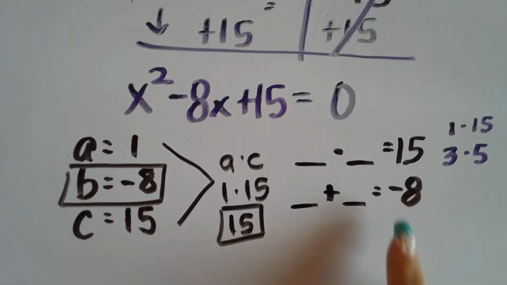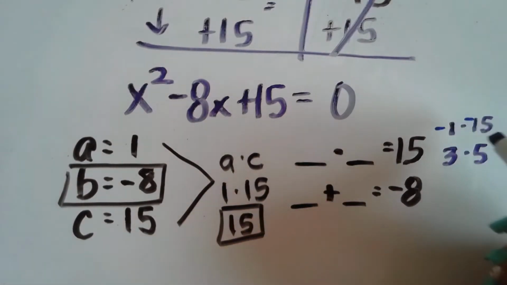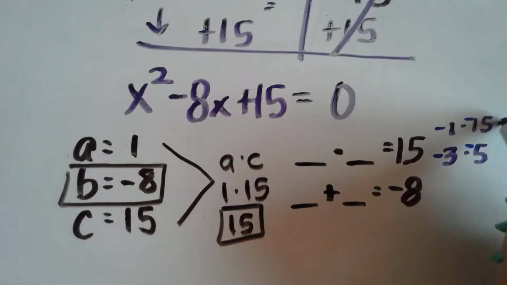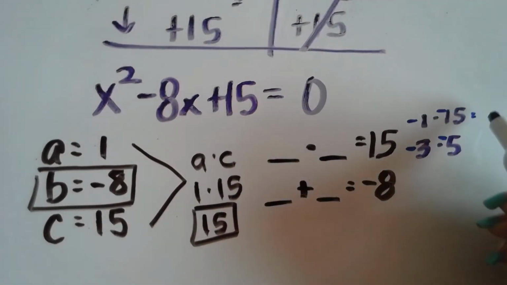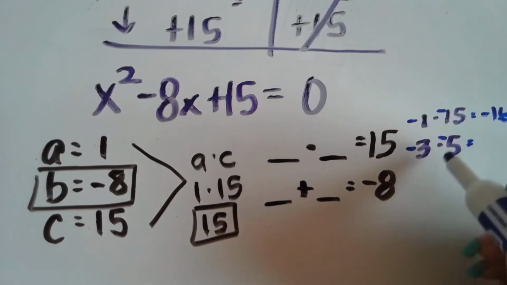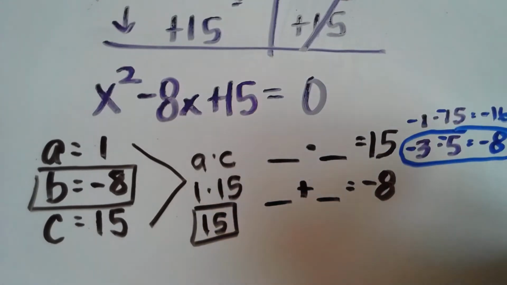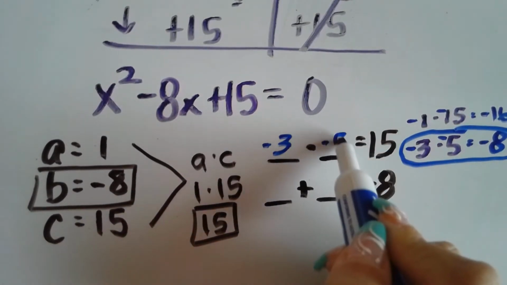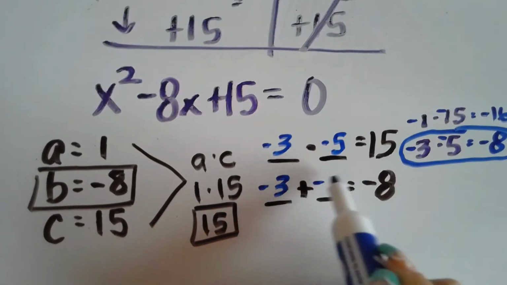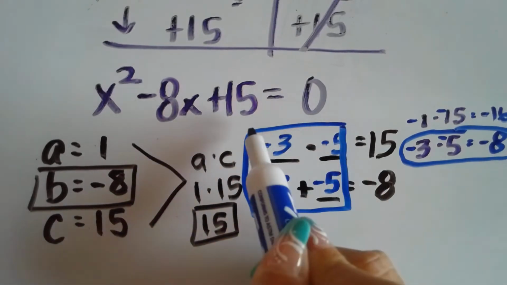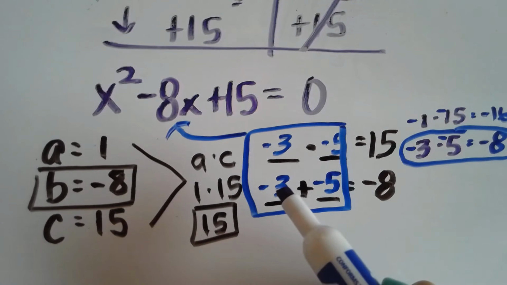So if they multiply to be a positive but add to a negative, that means both numbers have to be negative. Because a negative times a negative makes a positive. But we can add our negatives to make a negative answer. So -1 and -15 add to -16. And -3 minus 5 is going to be -8. So here is our answer. So we know -3 times -5 gives us +15, and -3 plus -5 is going to be -8. Now the importance of these two numbers is that these replace our B value right here.